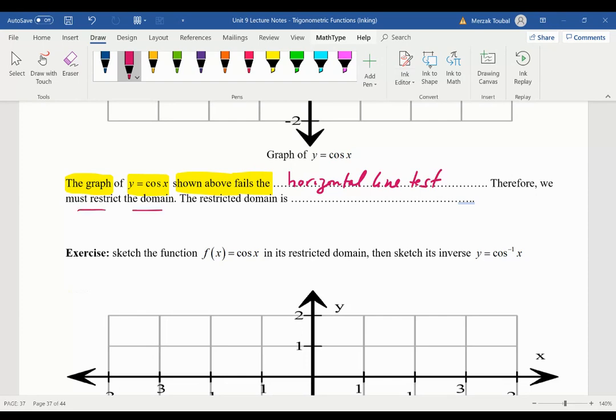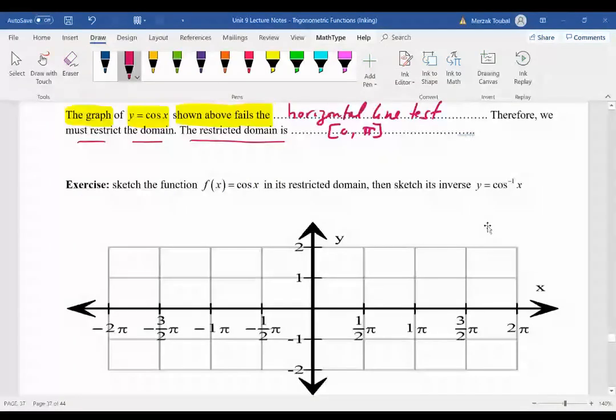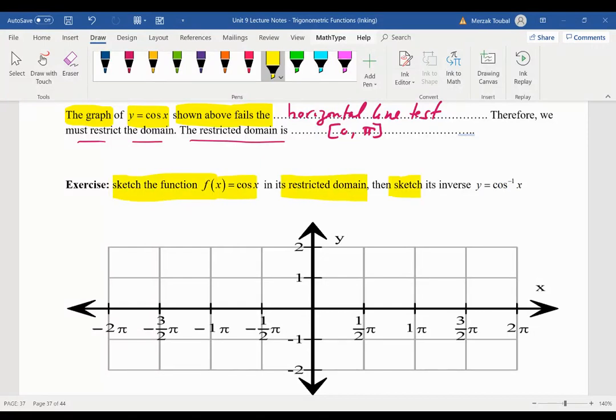Therefore, we must restrict the domain. The restricted domain is, we said, 0 comma pi. Now, on this exercise, what we're going to do is sketch the cosine function in its restricted domain, and then sketch the inverse function, cosine inverse of x.